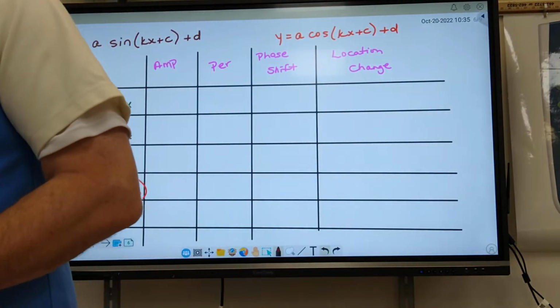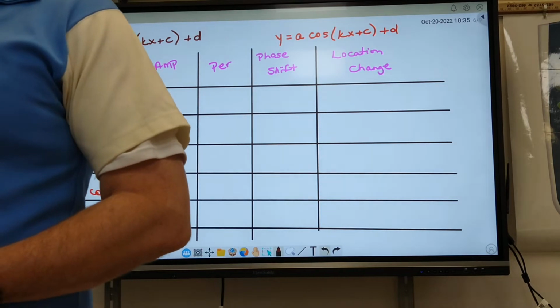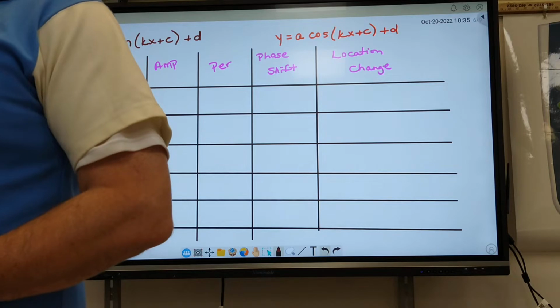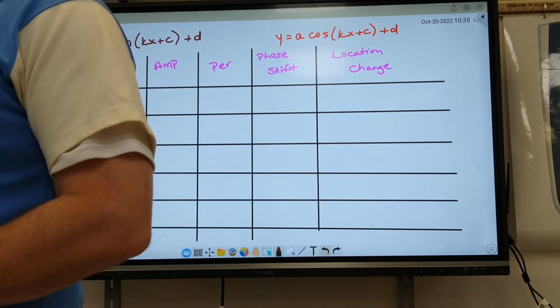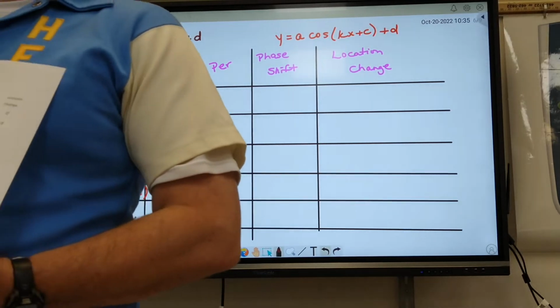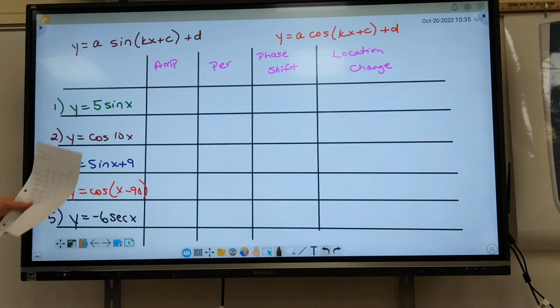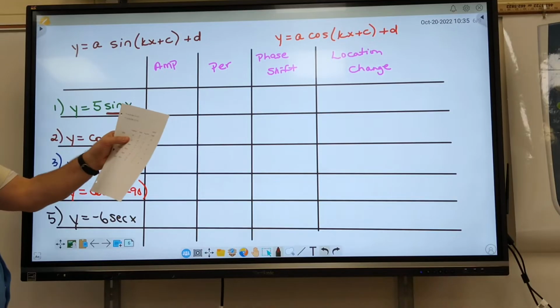All right, look right here. Everybody look at this column. On amplitude, the only trig functions that have an amplitude are sine and cosine. So what if you get a problem that's tangent or cotangent or secant? You can either write none, NA, or I'm just going to put a dash. It doesn't have one. All right, so the amplitude says for sine, it's just A.